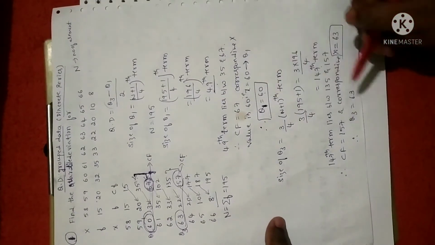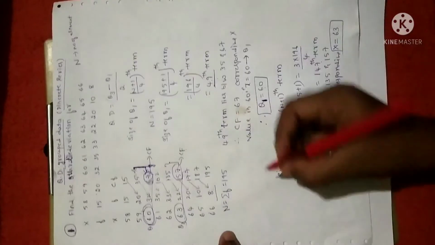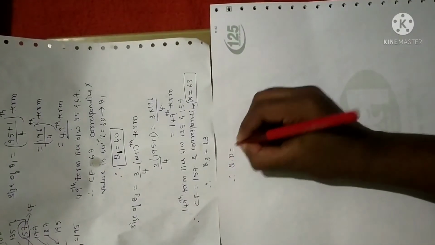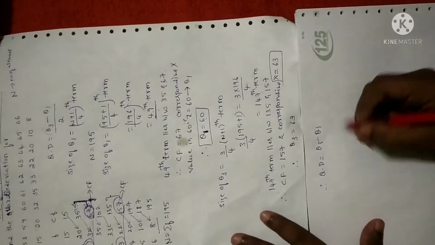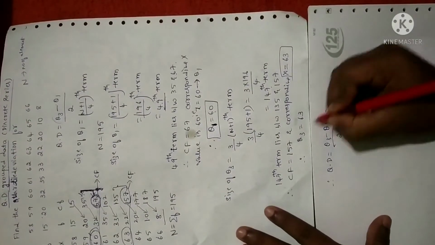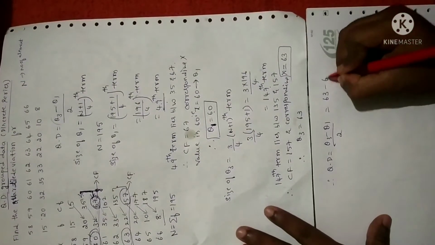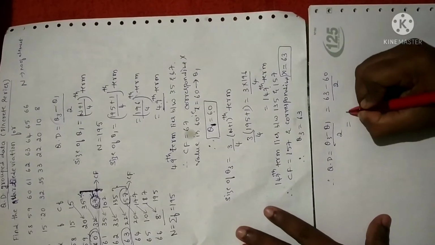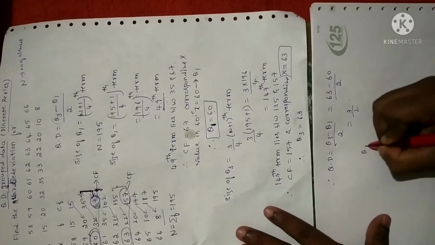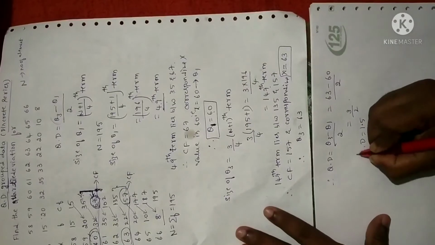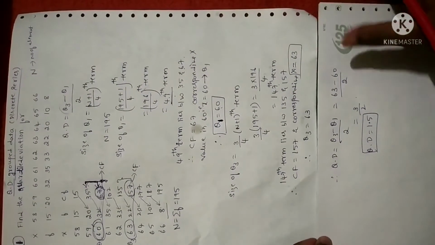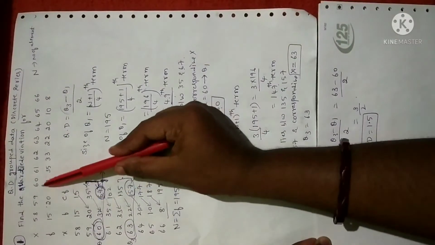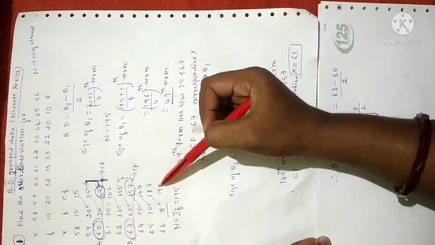Once you have done with Q1 and Q3, you can calculate quartile deviation. Substituting in the formula, quartile deviation is equal to Q3 minus Q1 divided by 2. Q3 is 63, Q1 is 60, divided by 2. So it will give you 3 divided by 2. Therefore quartile deviation is 1.5. I'll just repeat once again. Whenever you have a discrete series or grouped data, first you write the given data, afterwards calculate cumulative frequency, as I have done.